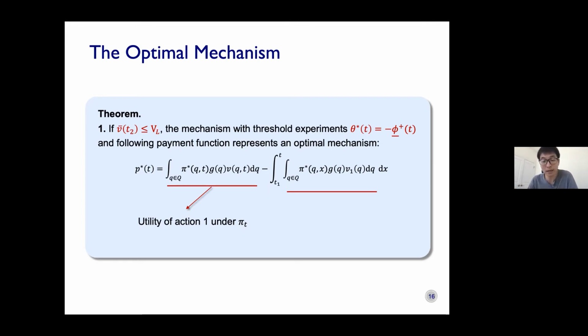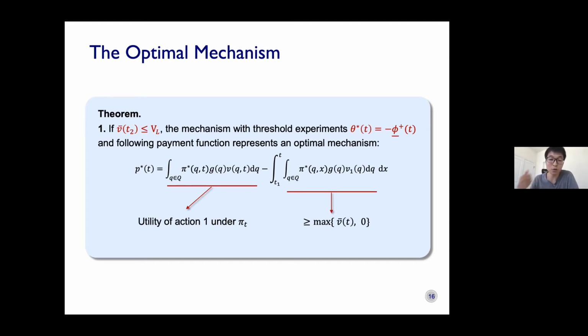And as I said, a crucial constraint we have to satisfy is the IR constraint. That is, his utility for participating in the mechanism should be at least his utility without participating, which is the max between the two, as I said before.